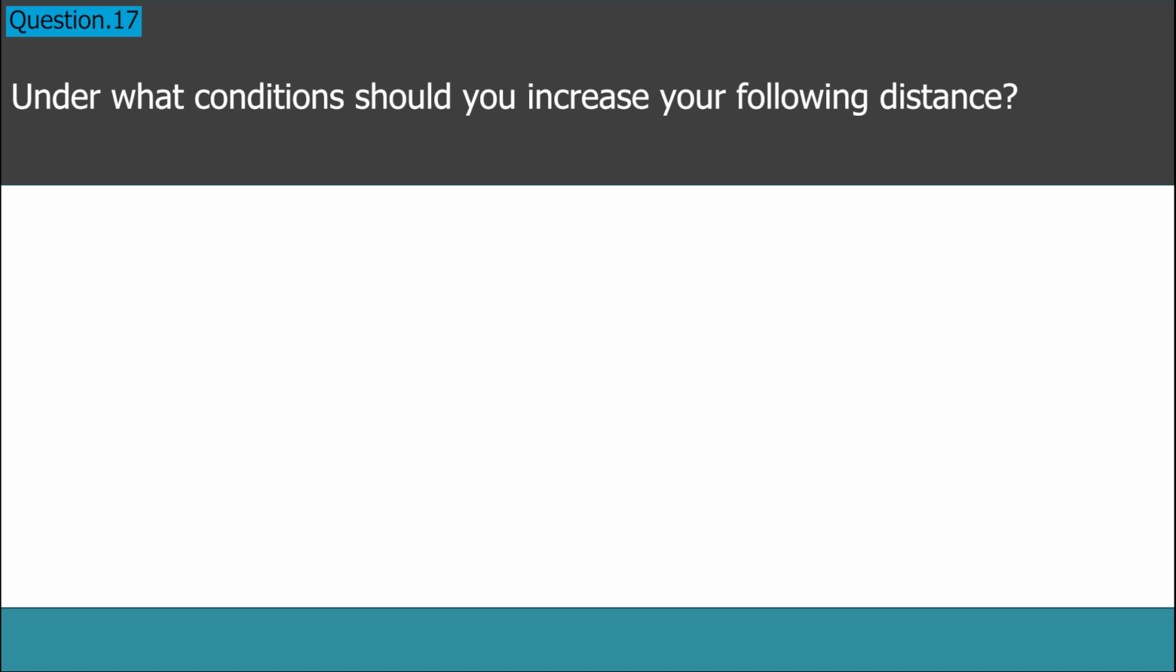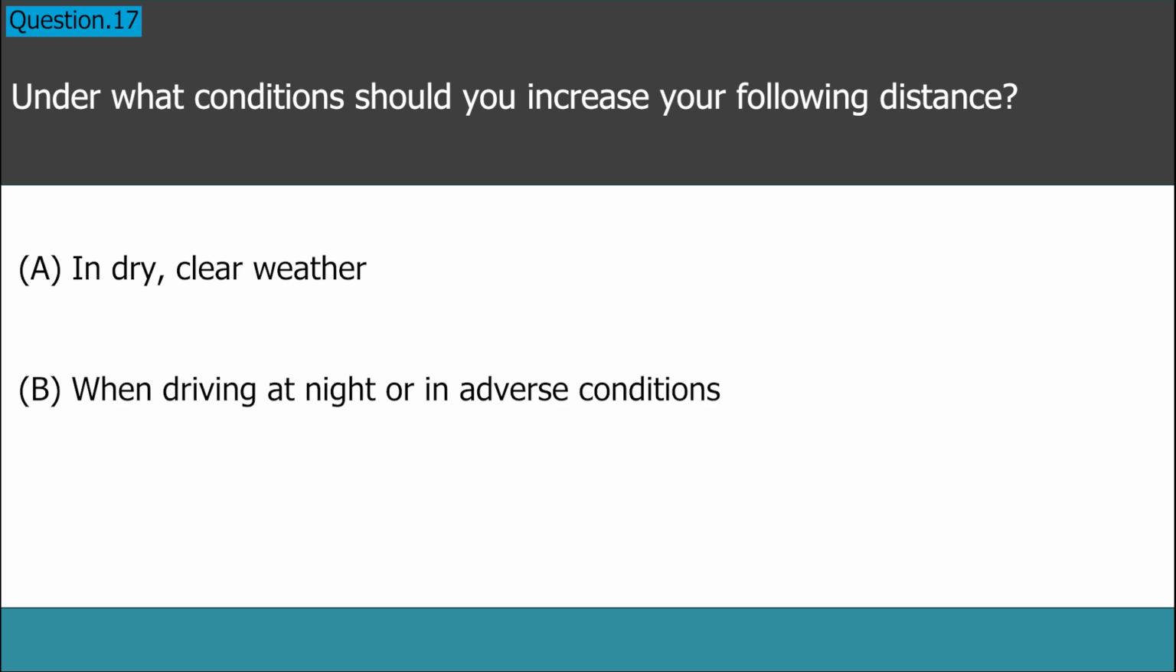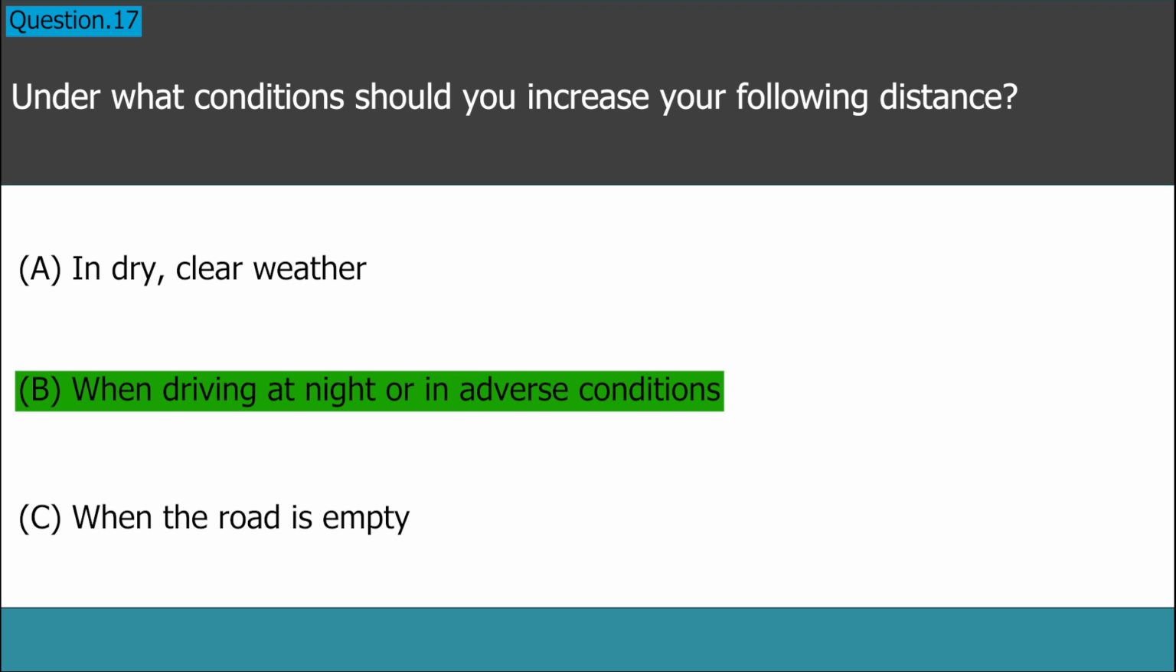Under what conditions should you increase your following distance? A. In dry, clear weather. B. When driving at night or in adverse conditions. C. When the road is empty. Answer: B. When driving at night or in adverse conditions. Increased following distance provides more time to react in poor visibility or slippery conditions.